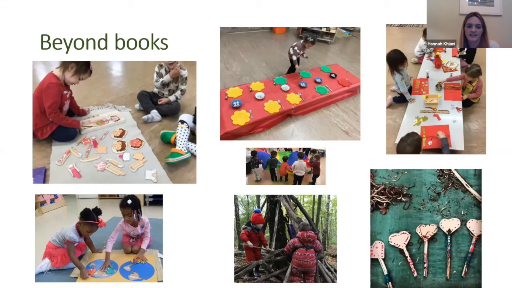One book in our setting that we've used is called Colour Monster. Children have painted their feelings, moved to their feelings, and shared their feelings. And I think this has to be the start of appreciating similarities and differences. It enables us to listen in lots of different ways.